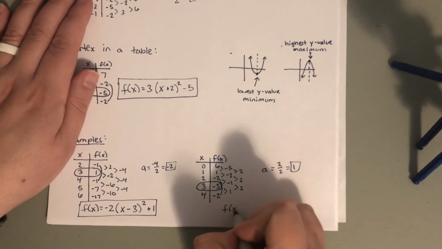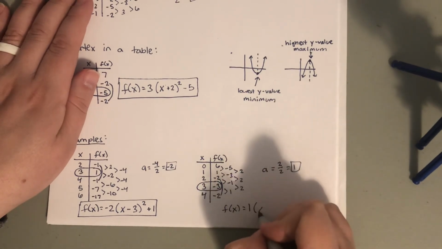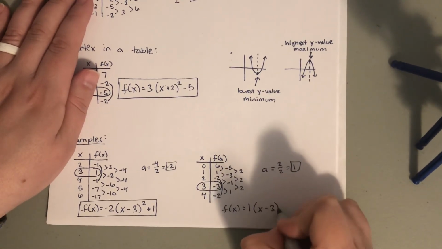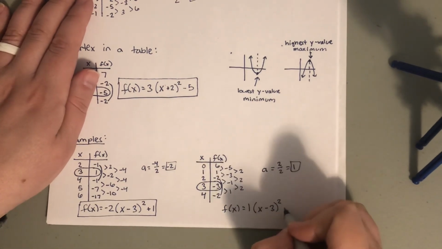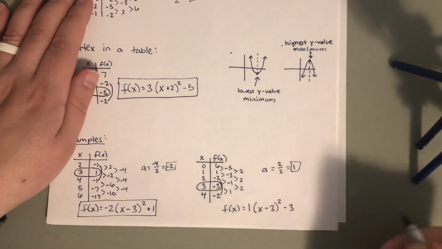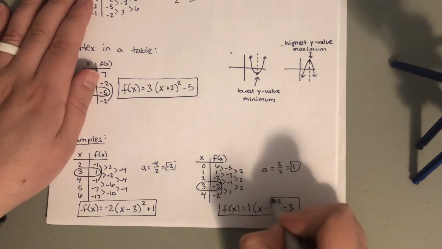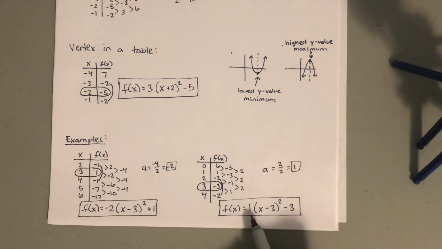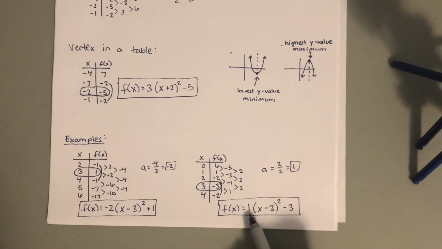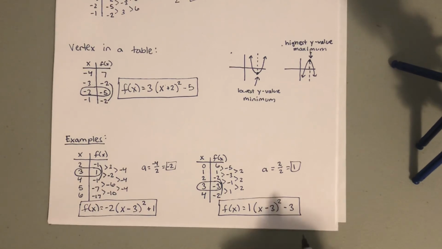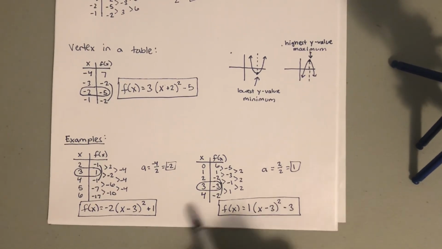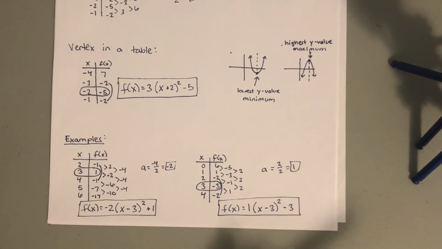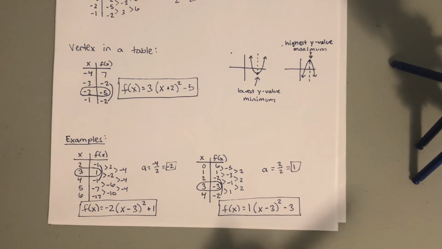So the function would be A is 1, times (x minus the x coordinate, so -3) squared, and then the y coordinate is a -3, so -3. Now the only variation here is you wouldn't actually have to write this one because A is 1, and anything times 1 is just itself. So you don't actually have to write the 1, you could just say f of x equals (x minus 3) squared minus 3. So the 1 is optional, but otherwise that is how you write a function in vertex form from a table, finding the A value and also identifying the vertex in a table.